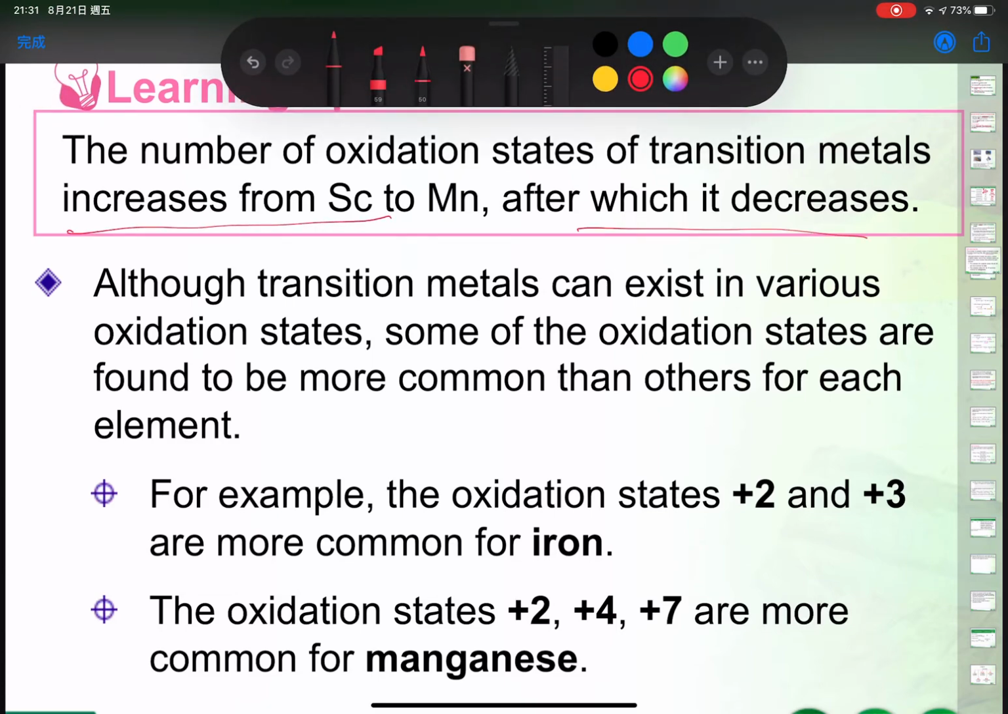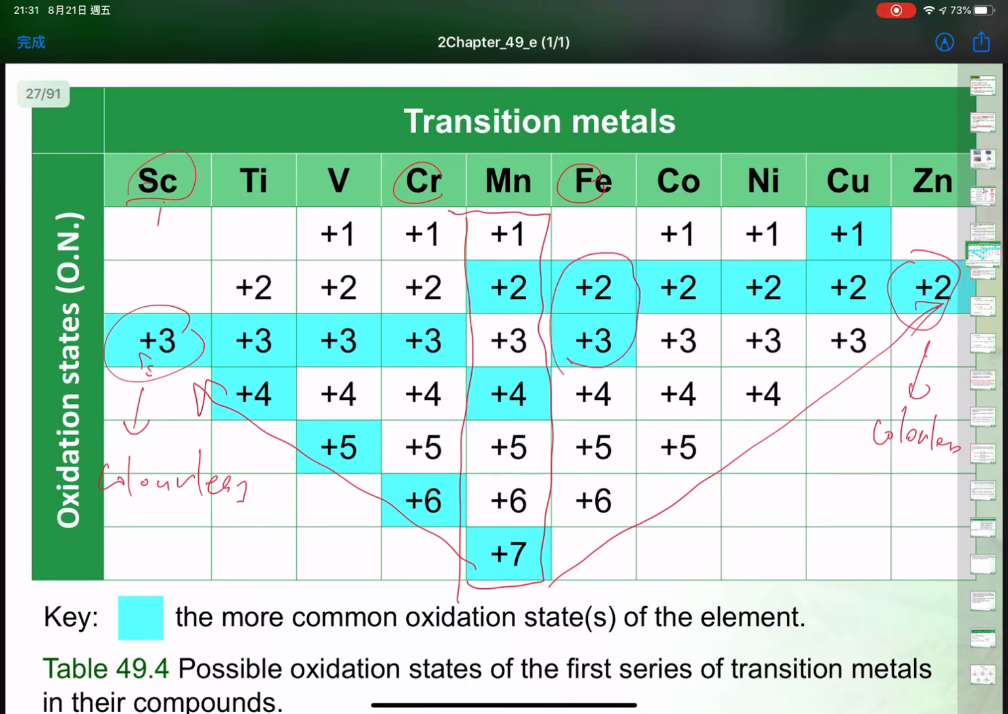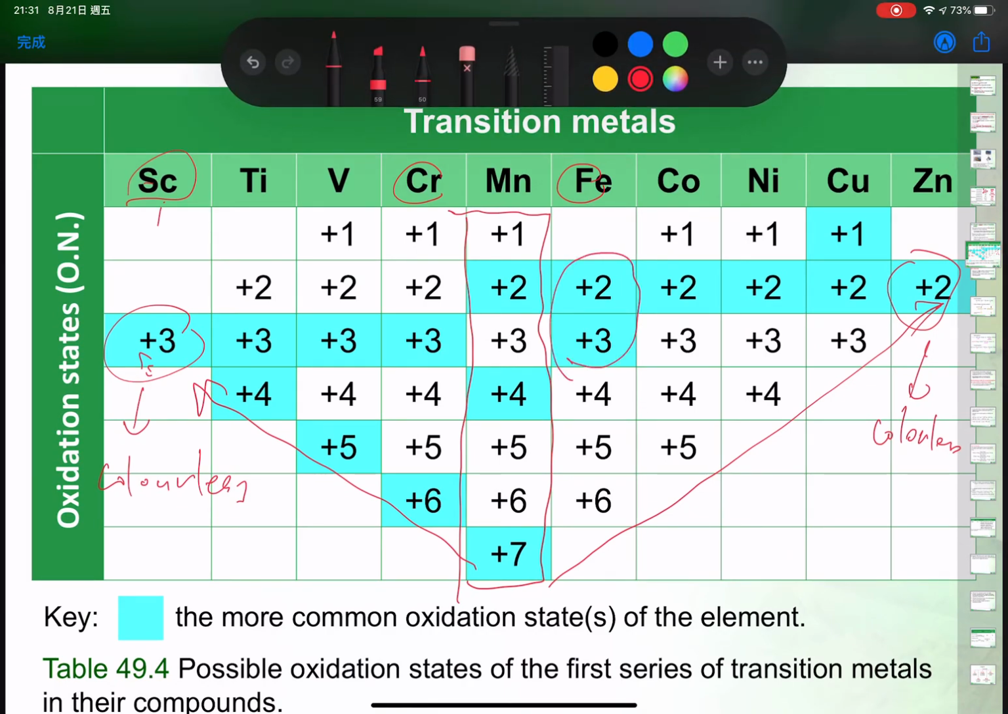So the most oxidation numbers will be in manganese. Although transition metals can exhibit various oxidation states, some of them are found to be more common than the others. Okay. So even though they have so many chances to form ions, we choose the common ones. But you can see iron mostly, iron 2 and iron 3. Even though iron can have positive 6, it is seldom 4, positive 5, positive 8. Mostly you can see in the compound is positive 2 and positive 3.